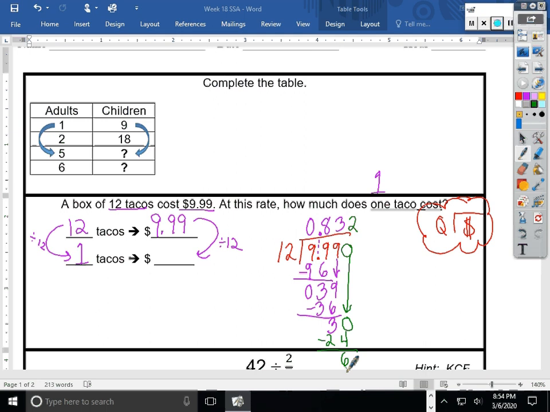I could keep on going. This could last for a while, it looks like. Actually, I might terminate on the next one, but this is enough information for me because money goes to the hundredths place. So I want to think about money to the hundredths place.